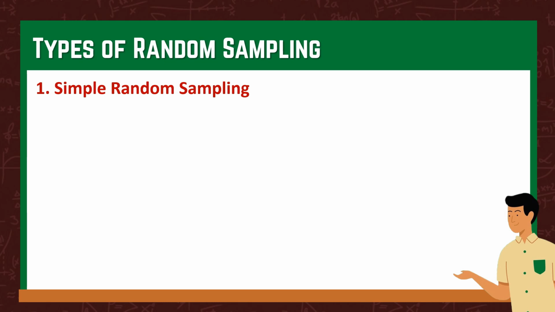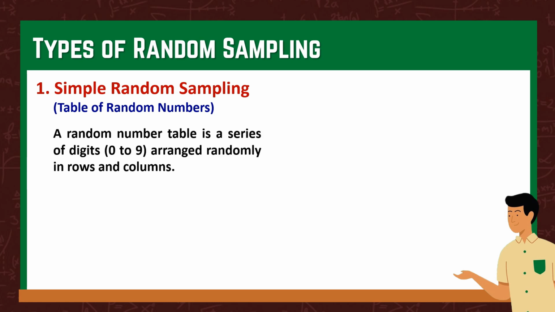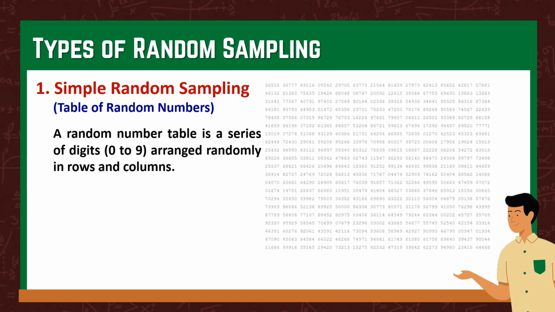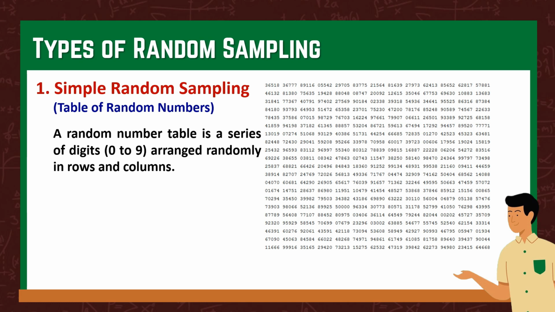Another type of simple random sampling is using table of random numbers. Ang table of random numbers ay naglalaman ng series of 5-digit or 6-digit numbers arranged randomly in rows in columns. Kadalasan matatagpuan ito sa likuran ng mga statistics books at maaari na din itong ma-download sa internet.